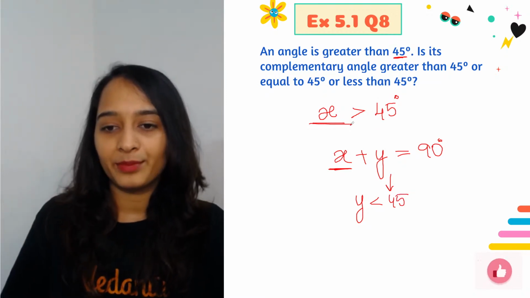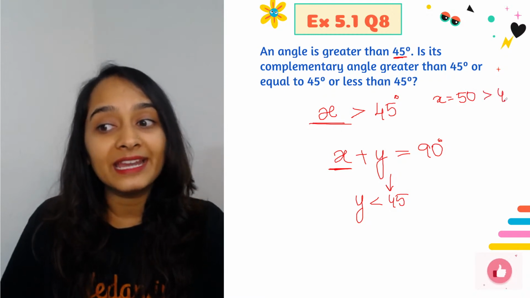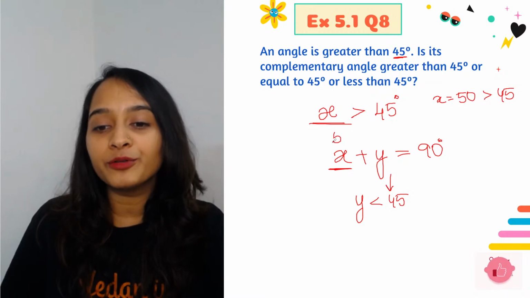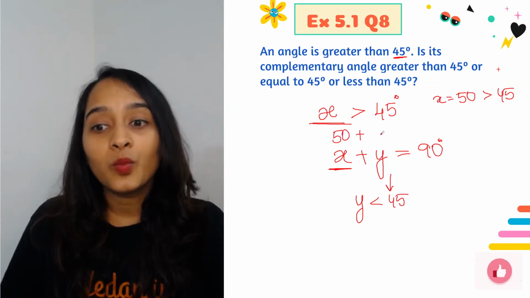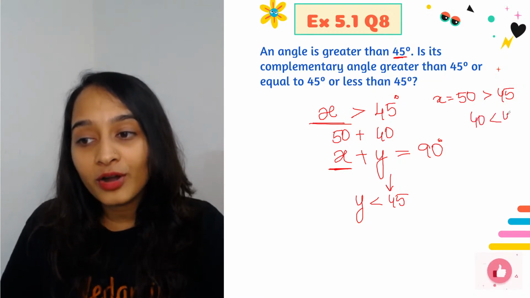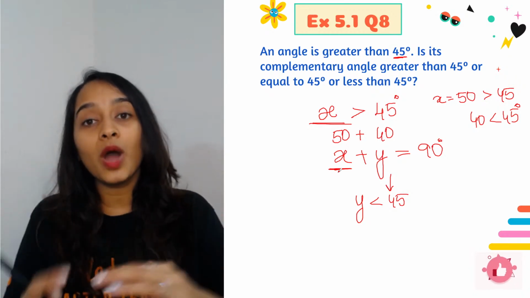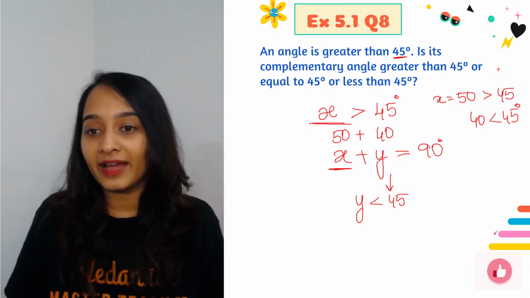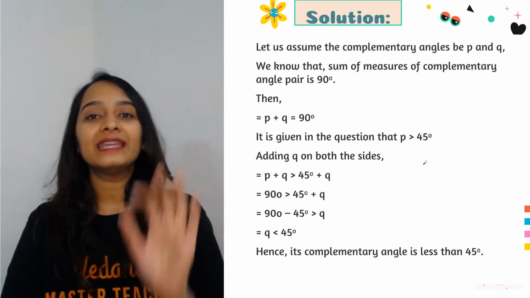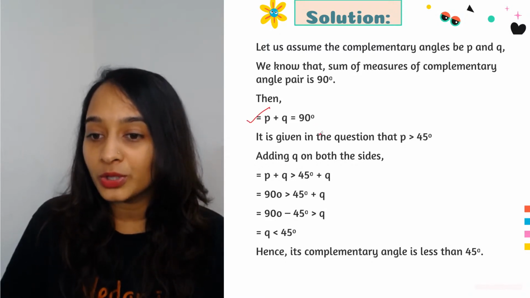Your Y should be less than 45. Let us take an example. If I take X is equal to 50, 50 is greater than 45. Do you all agree? Yes. So if X is equal to 50, then your Y has to be 40, which is less than 45. So if X is greater than 45, your Y has to be less than 45. Only then they will add up to 90 degrees. Please remember that. The sum has to be equal to 90 degrees.